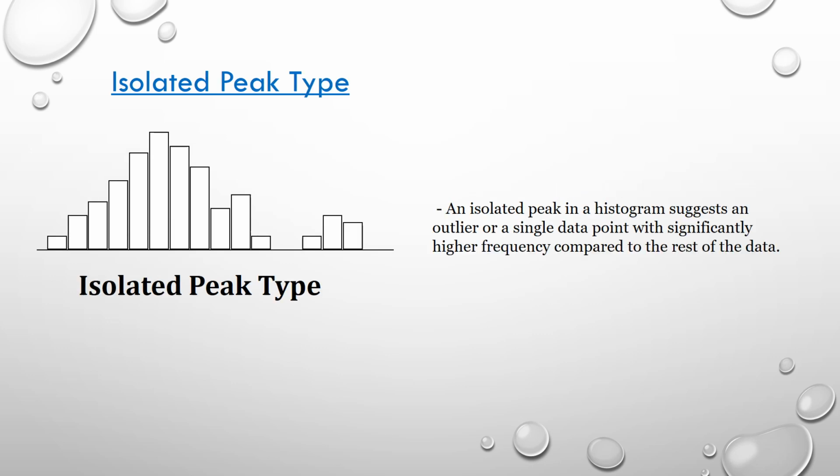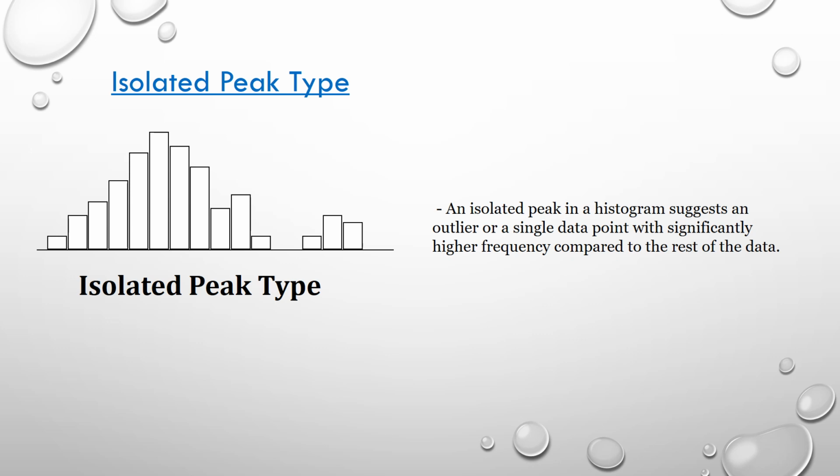An isolated peak in a histogram suggests an outlier or a single data point with significantly higher frequency compared to the rest of the data. This peak stands out from the overall pattern, indicating a potential anomaly or extreme value in the dataset. Identifying and understanding isolated peaks can be important for recognizing exceptional cases or errors in the data.